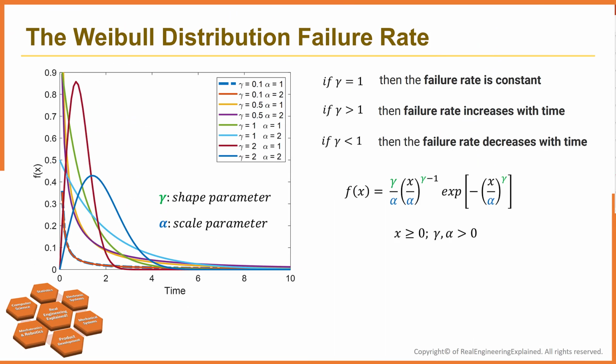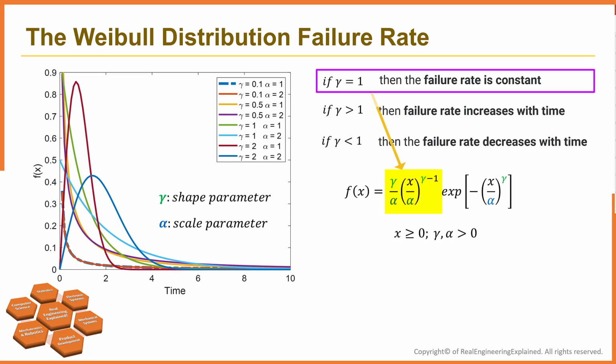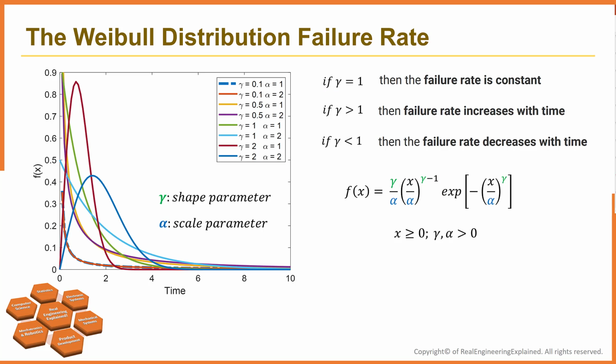As you know, to calculate the failure rate of such a function, we need to take the derivative of this function with respect to time. When the gamma is equal to 1, then the coefficient of the exponential becomes a constant number. When the gamma is equal to 1, the failure rate is constant. If the gamma is more than 1, the failure rate increases with time. And obviously, with gamma less than 1, the failure rate decreases with time.